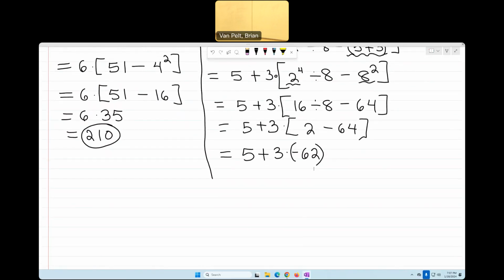3 times negative 62. That's right. Do you remember what happens if I take a positive number times a negative one? Negative. You get a negative. Remember that? Positive times a negative is negative. So 3 times negative 62 is negative 186.